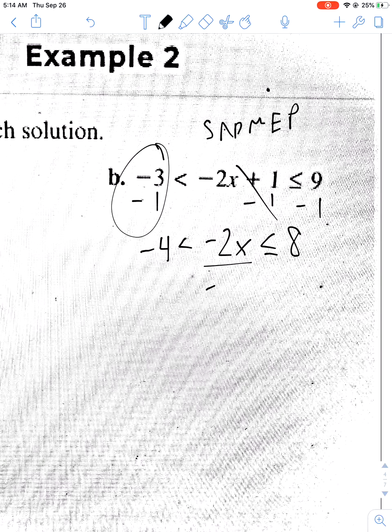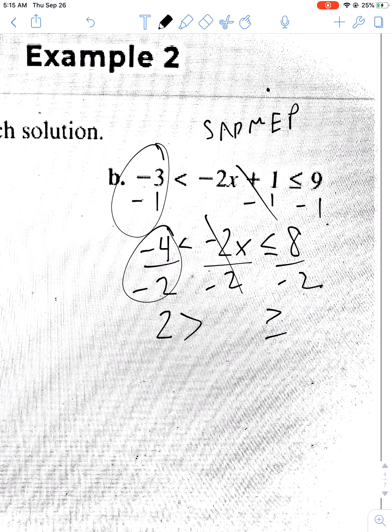Now I need to divide by a negative, so my spider sense is tingling. Flip our signs. 4 divided by 2 is 2. Negative divided by negative is positive. This cancels, so it's just x. 8 divided by negative 2 is negative 4.